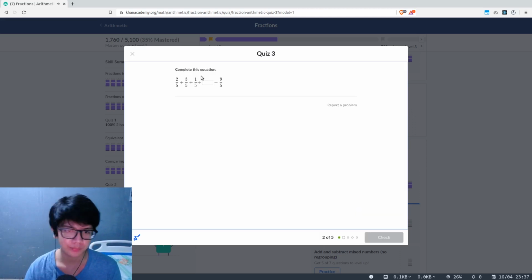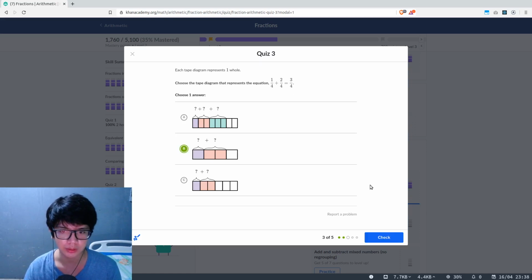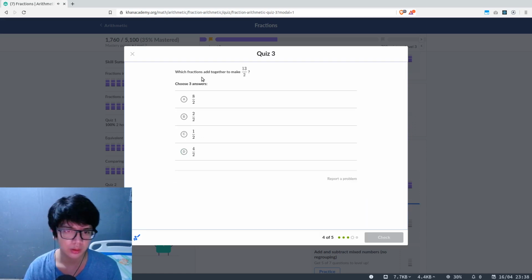Complete this equation. 5, 6, 9/5. Each tape diagram represents one whole. Okay. 4/3 is going to be it. Which fractions add together to make 13 halves? Okay, we have 8 plus 10, and then this one is going to make 13 halves.